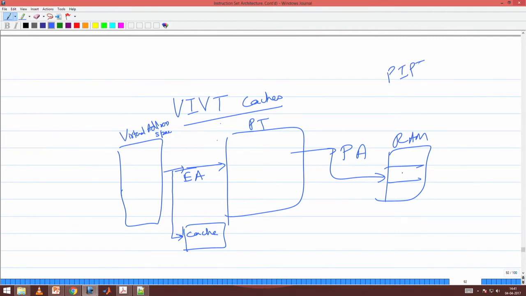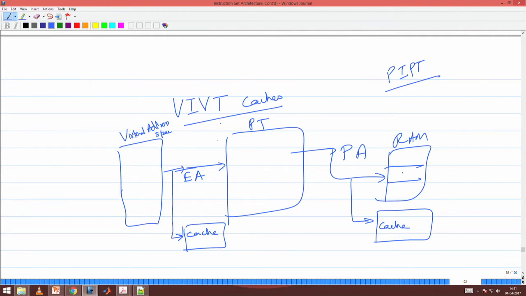What is interesting for me is if I do a completely physically indexed, physically tagged cache, that means it will start here, and then the cache comes. Then it becomes extremely sequential and extremely slow. There is no advantage of having a cache.